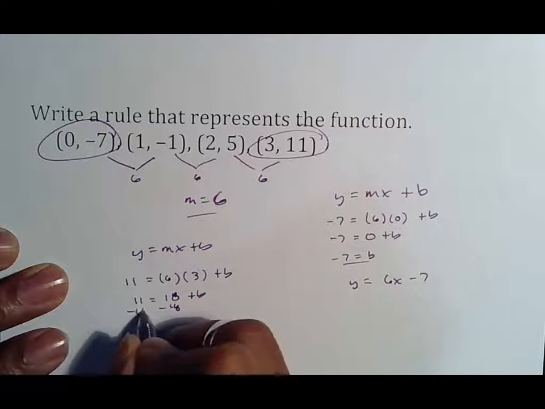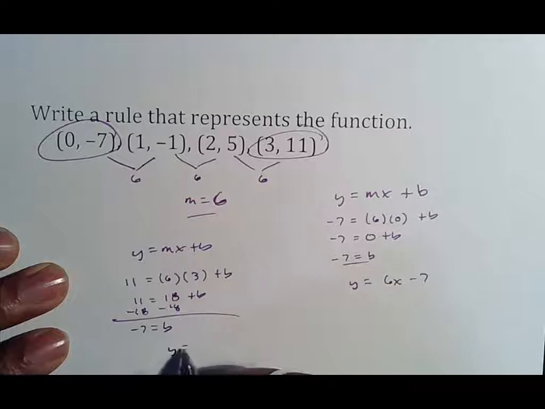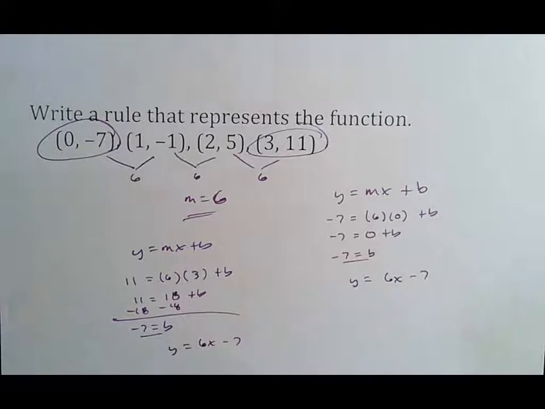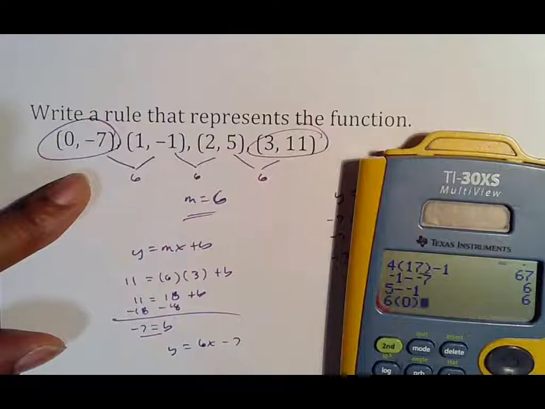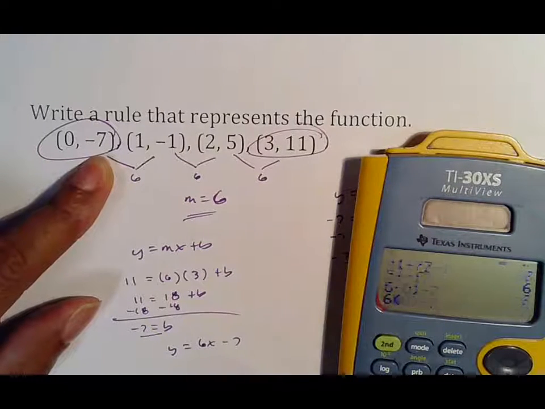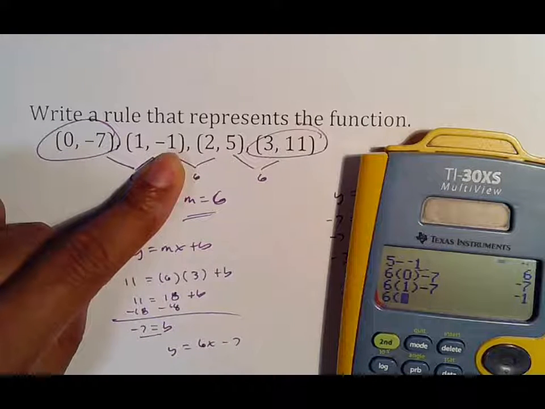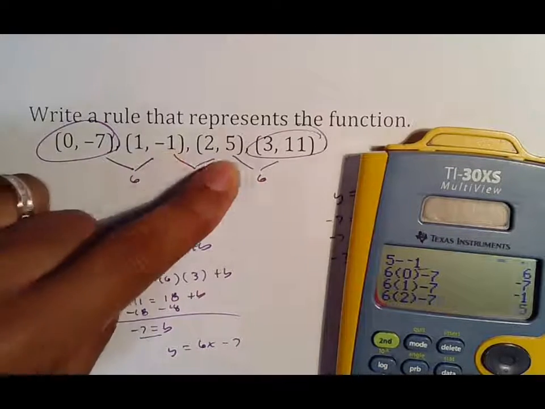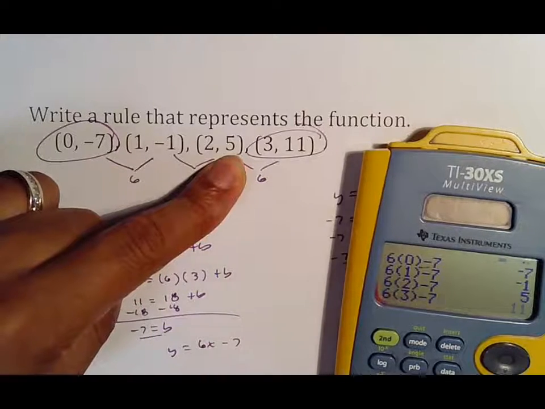Subtract 18, 11 minus 18 is -7. You still get the answer of 6x minus 7 because this is my generator. Again, just to prove it's my generator, 6 times 0 minus 7 gives me -7. 6 times 1 minus 7 gives me -1. 6 times 2 minus 7 gives me 5. 6 times 3 minus 7 gives me 11.